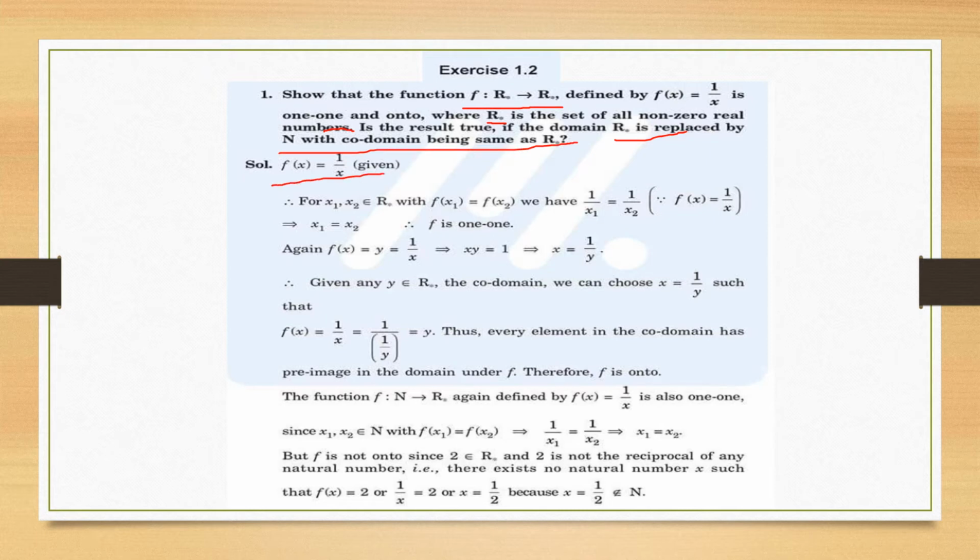So say f(x) is 1/x. You know how to prove one-one. I'll take two different elements x1, x2 belonging to R* with f(x1) equal to f(x2), which implies 1/x1 equal to 1/x2. Cross multiply, x1 equal to x2, implies f is one-one. Okay. Now again, f(x) equal to y, what does it mean? f(x) equal to y means 1/x equal to y. So cross multiply, xy is 1 and x is 1/y.